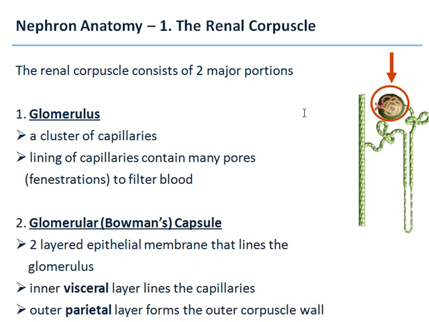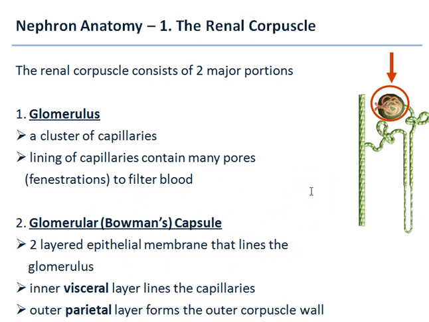These vessels originate from the afferent arteriole, which brings the blood into the renal corpuscle. Now these capillaries have many pores or holes. We call these fenestrations, and these allow for the filtering of material from the blood. The other structure that we have in the renal corpuscle is the glomerular capsule, also called the Bowman's capsule.